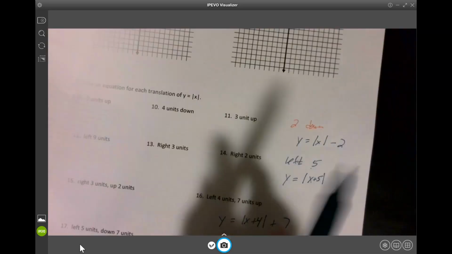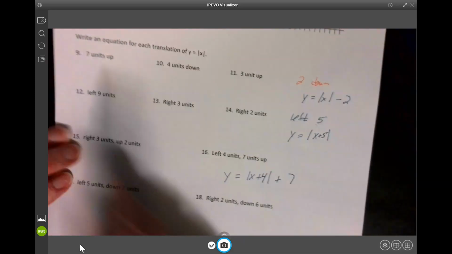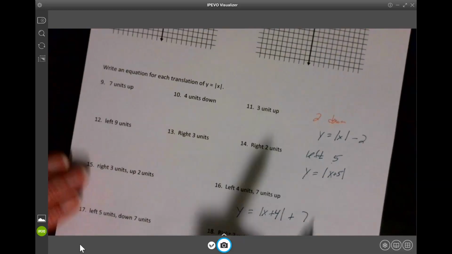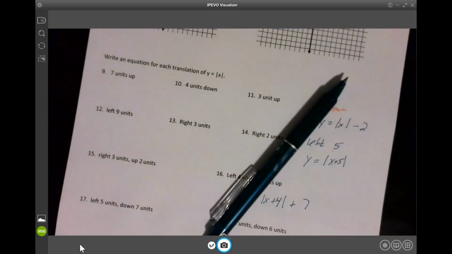So for your homework, you're going to do 1, 2, 3, 4, and 6, and then 9 through 18. If I numbered them right. Hopefully I did. Great. Okay, go work on those, please. If you have questions, you know where to find us.